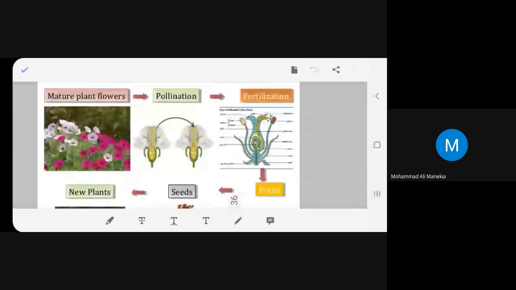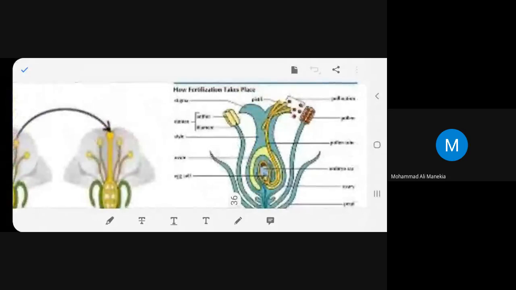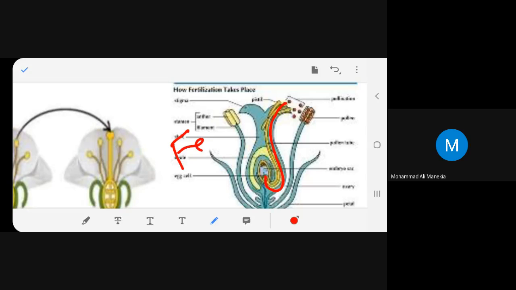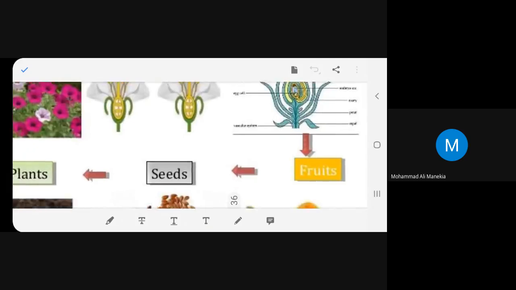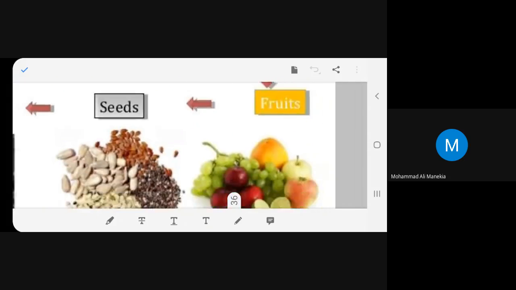After pollination, the pollen tube is formed. You see this here, and fertilization takes place. So what is the next procedure? Fertilization. So first was pollination, and this one is fertilization. After fertilization, what happens?